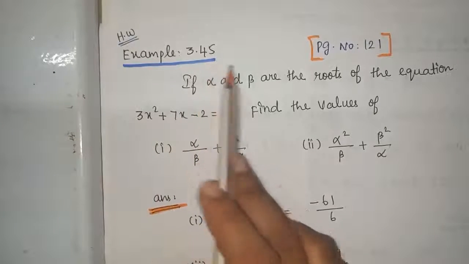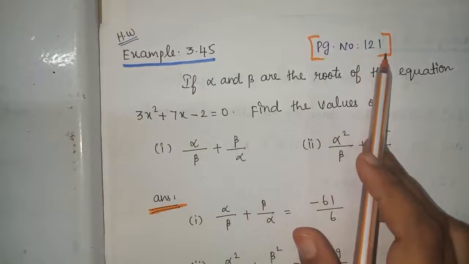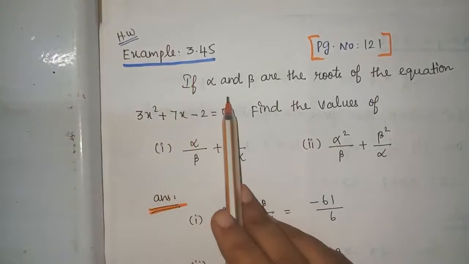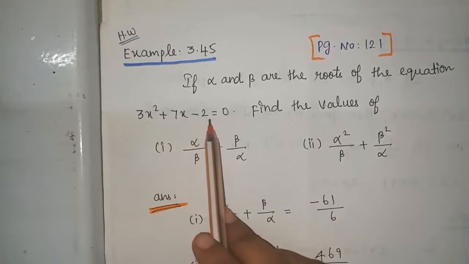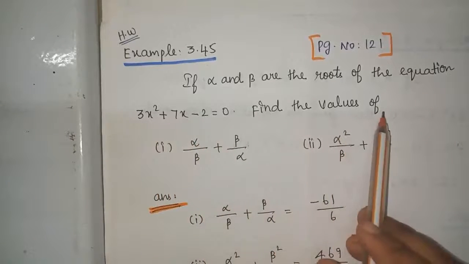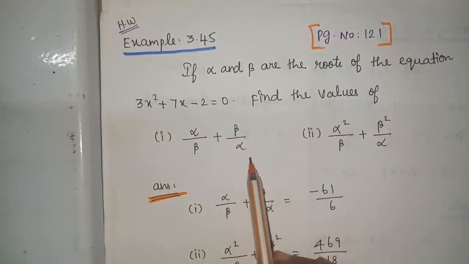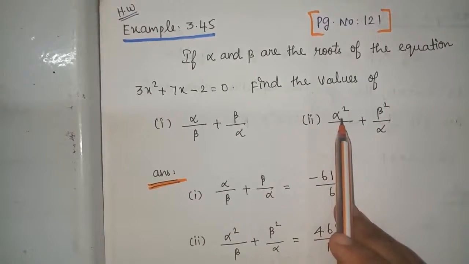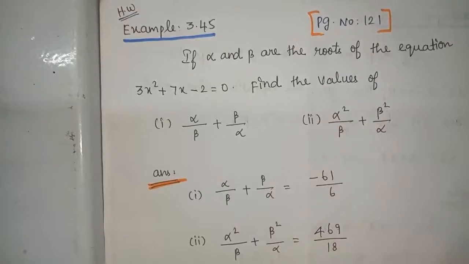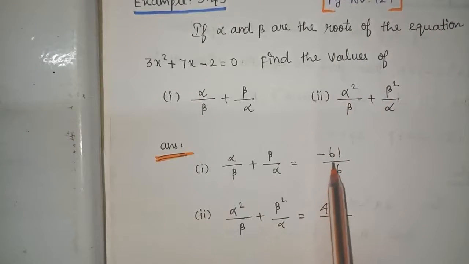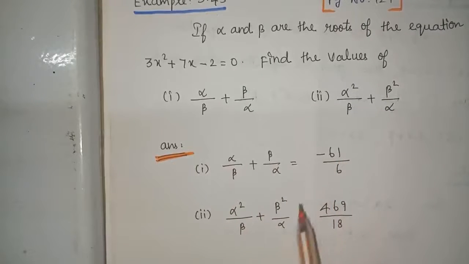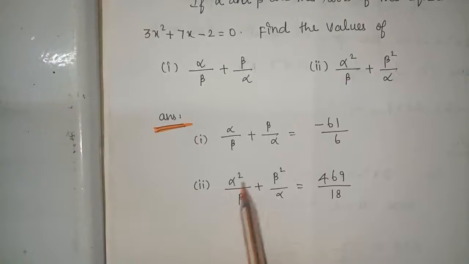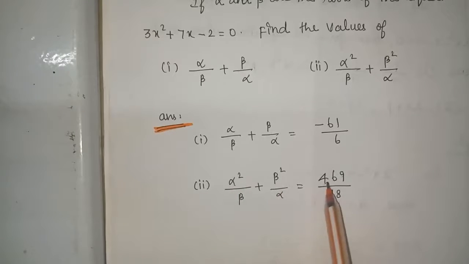Example 3.45, which is on page number 121. This is also your homework problem. If alpha and beta are the roots of the equation 3x square plus 7x minus 2 is equal to 0, then find the values of alpha by beta plus beta by alpha, and second subdivision, alpha square by beta plus beta square by alpha. The value for the first subdivision, alpha by beta plus beta by alpha, is equal to minus 61 by 6. And the second subdivision, alpha square by beta plus beta square by alpha, is equal to 469 by 18.